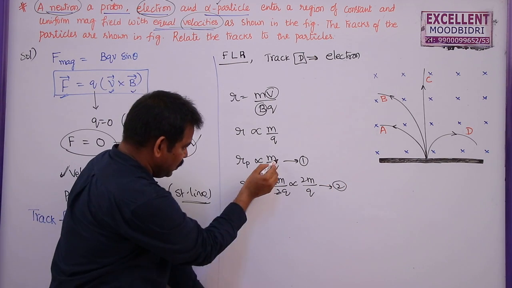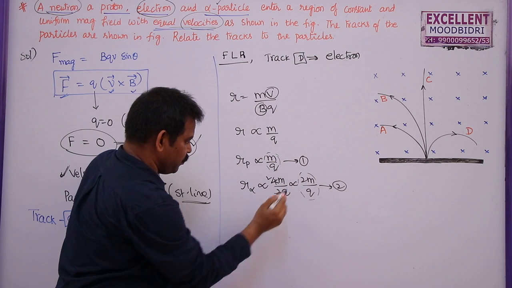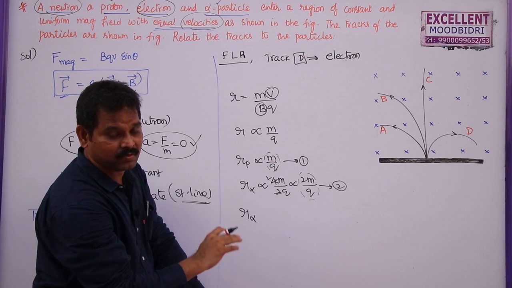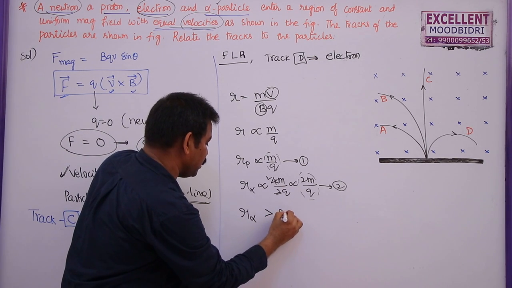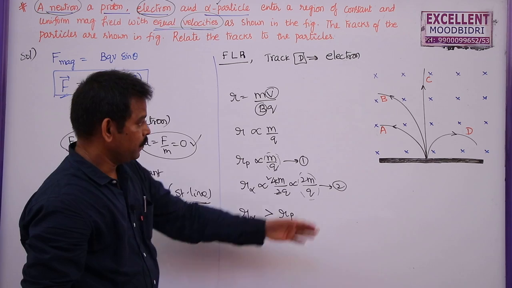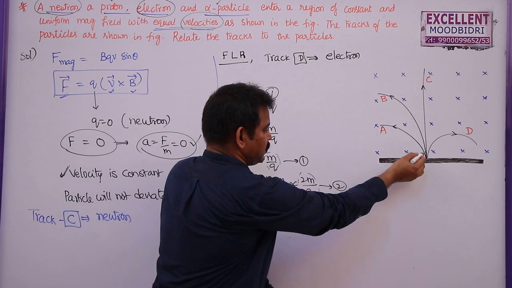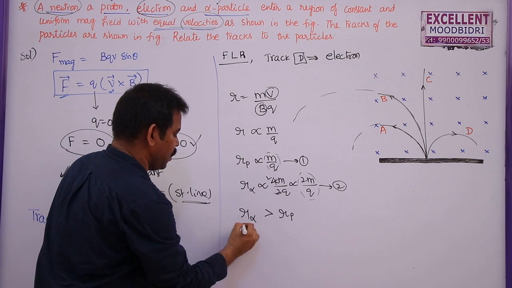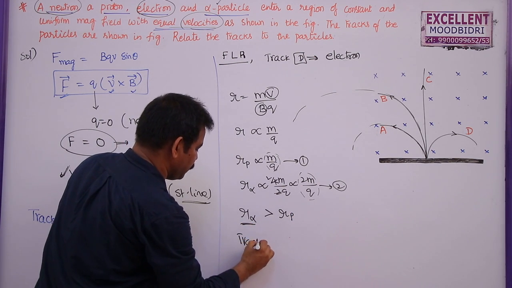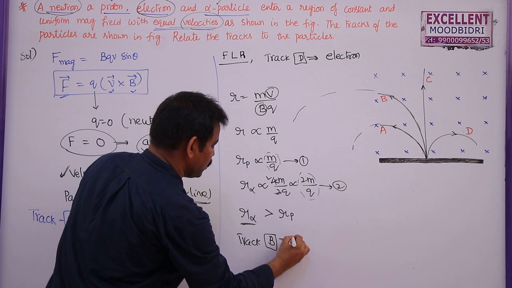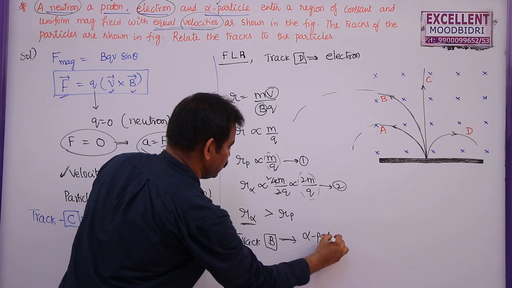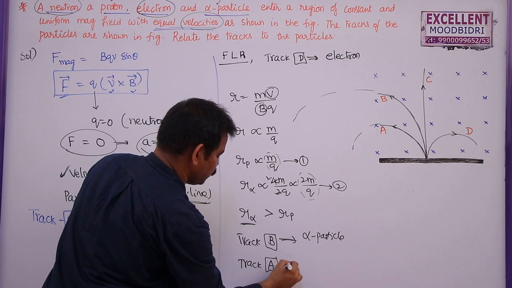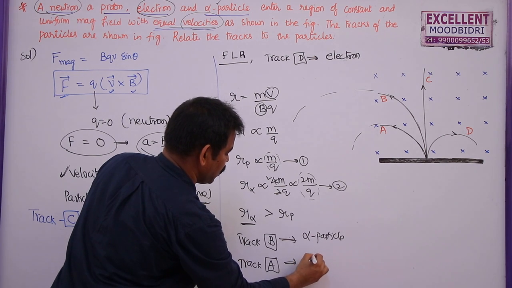So from this we can see this is m/q, this is 2m/q. So the radius of the circular path described by the alpha particle must be greater than the radius described by the proton. In this case, it is clear that the radius of this one is less, whereas the radius of this one is more. So B is the alpha particle. So track B corresponds to the alpha particle, track A corresponds to the proton.